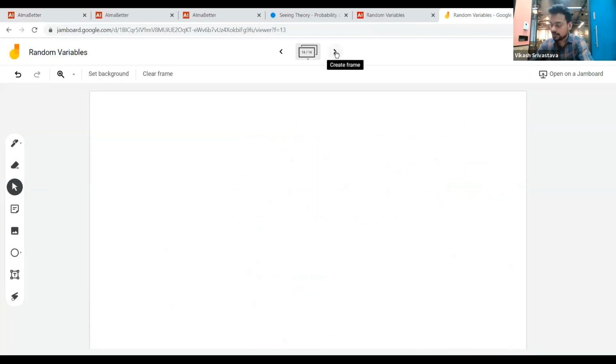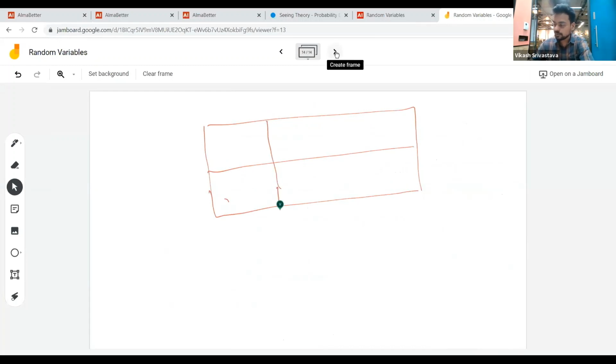So in this case, we can create a table, right? So we can create a table. This is our capital X, and let's say this is our f(x).